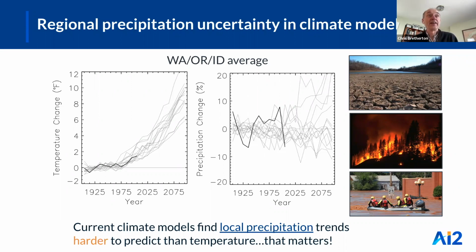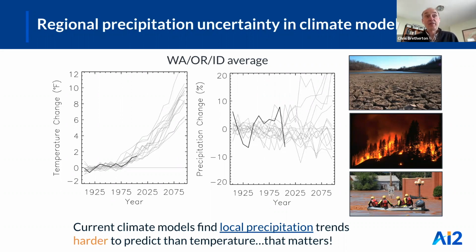So on the left, we can look at temperature change in degrees Fahrenheit predicted by a set of climate models in light gray lines, both over the historical period and then over a future scenario where greenhouse gases are rapidly increasing, sort of a business as usual type scenario. And what's shown here is decadal averages from the models, along with a dark solid line, which shows the observed decadal averages from the 20th century.